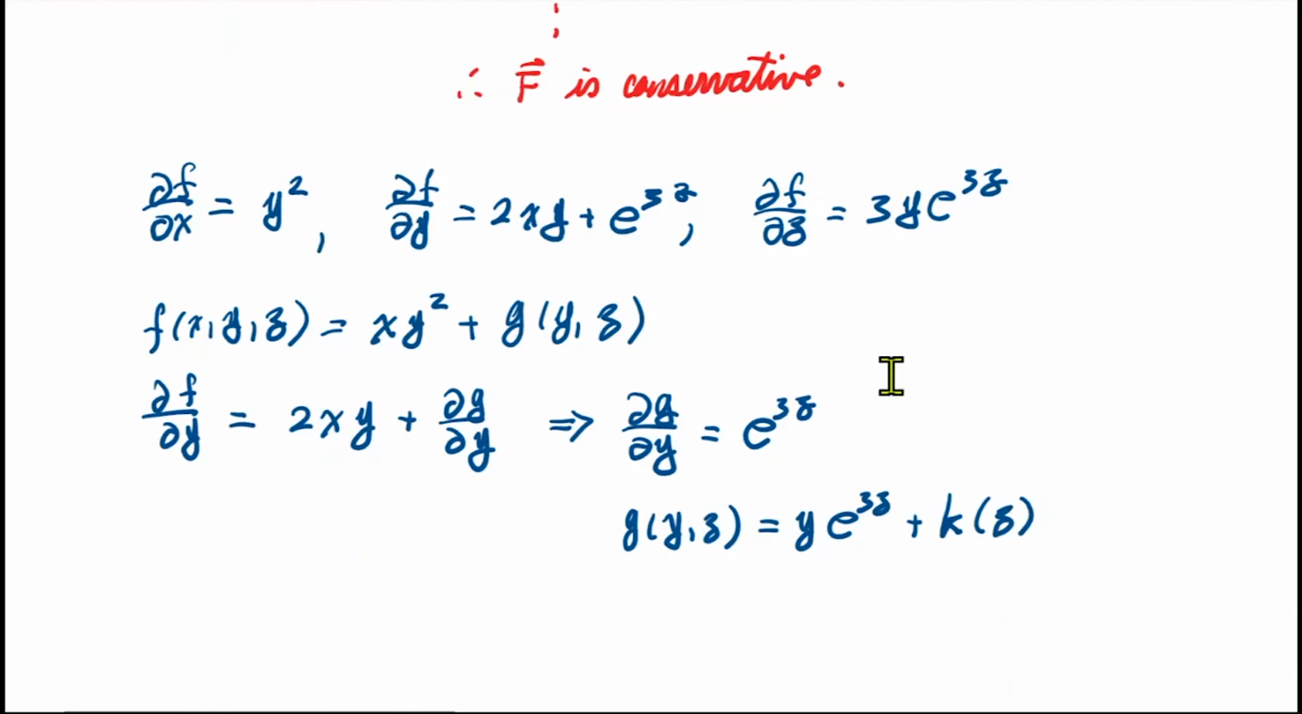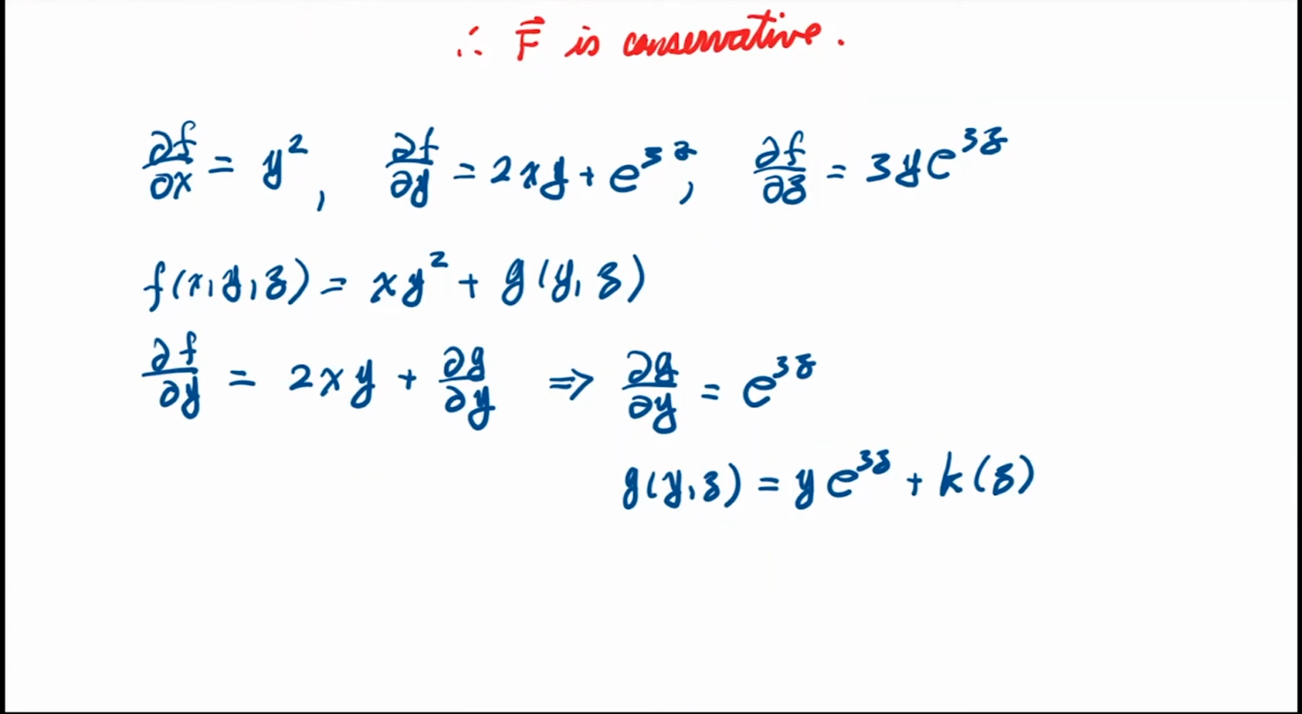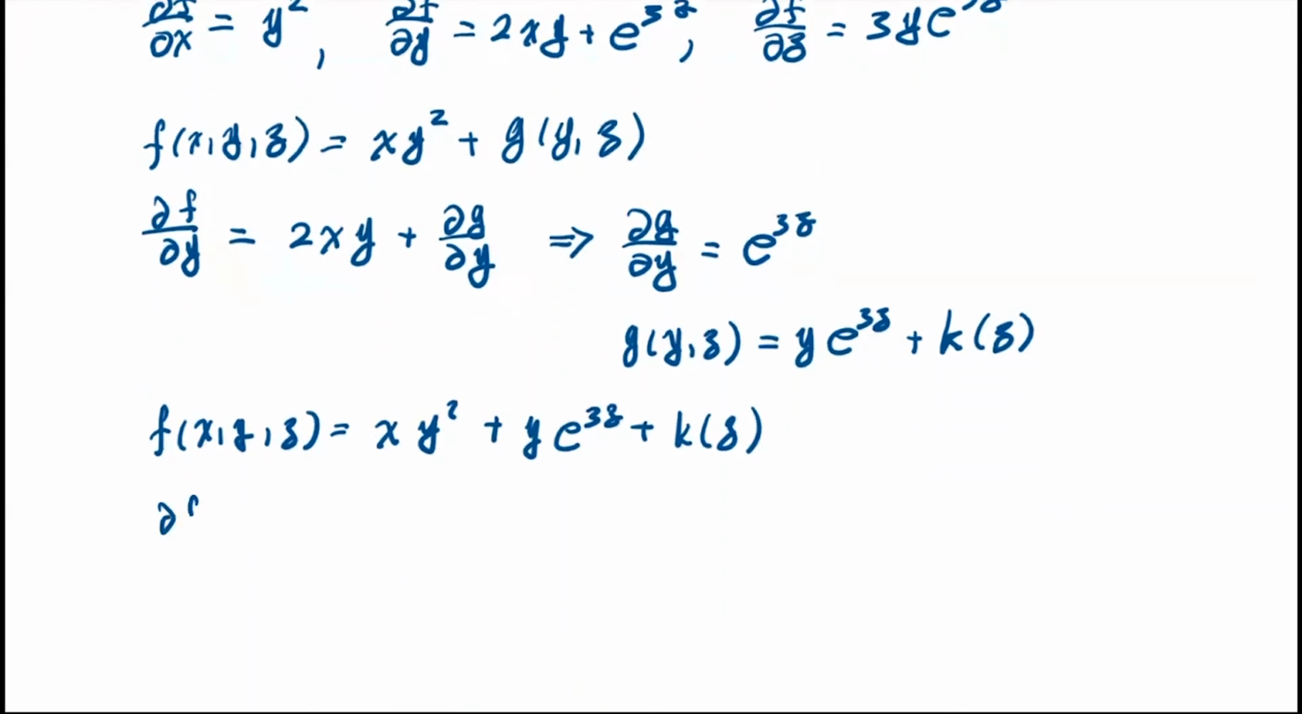Right, let's plug it back in now. So remember my f. My f of x, y, z is equal to x y squared plus g, but I kind of know what part of g is. It's y e to the 3z plus some function k with only the z variable in it. Guess what I'm going to do now? I'm going to differentiate this with respect to z. So partial f, partial z: this whole thing dies, this thing becomes 3y e to the 3z. With me? Say yes. And this thingy, of course, is dk over dz, because it still might have some z in it. Good? Say yes.